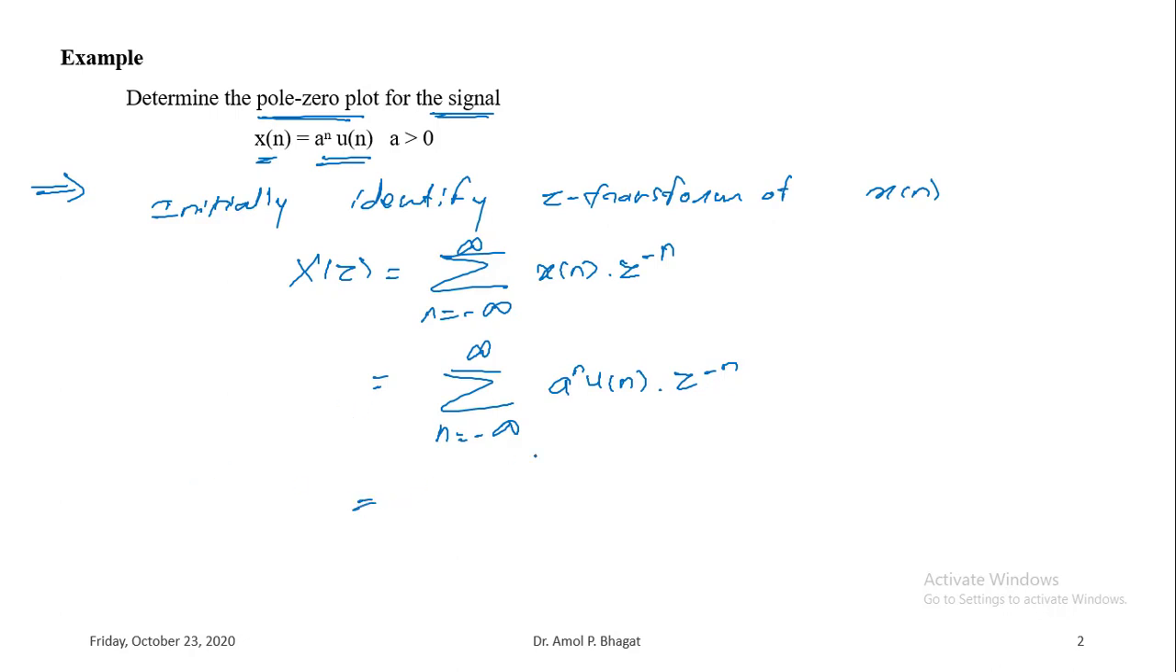Okay, so as we know that this u of n is the elementary discrete time signal, and we can modify these limits of summation as n is equal to 0 to infinity. For negative values of n, u of n is 0, right? So instead of including those negative values, you can start this limit from 0 to infinity, and for n greater than or equal to 0, u of n is 1. So you can simply write a to the power n into z to the power minus n. So that is x of z.